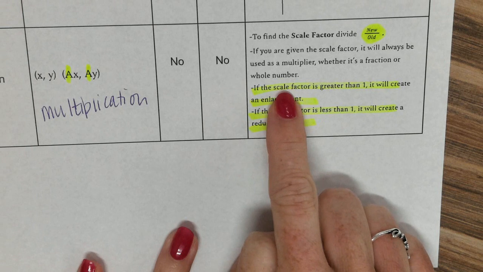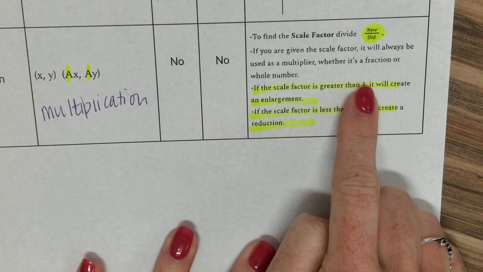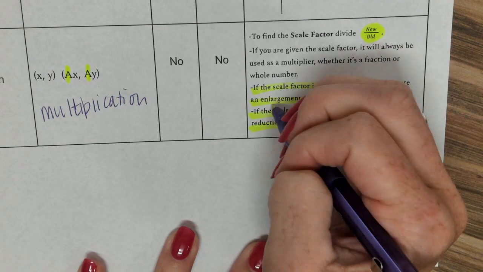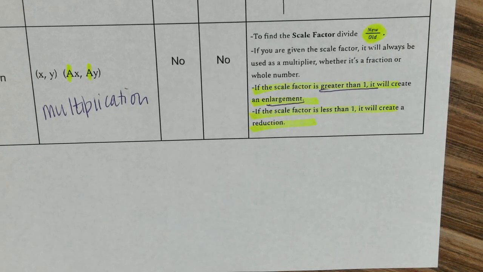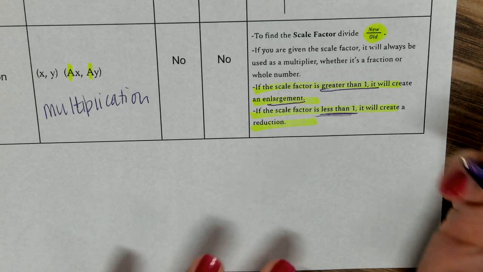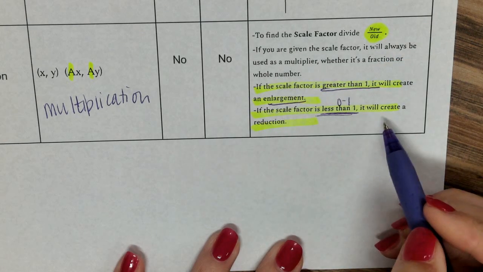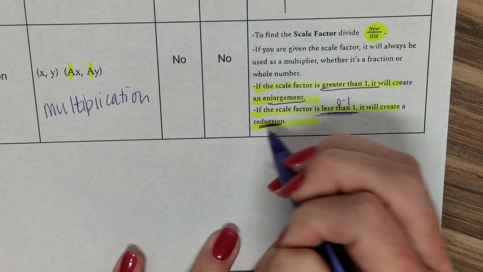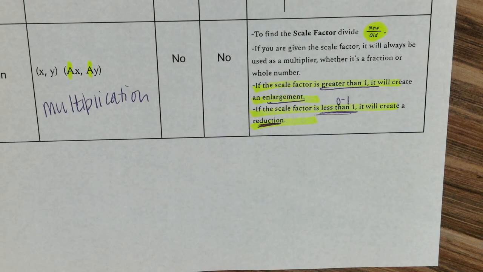If the scale factor is greater than 1, it's going to make the shape, anybody? Enlarge. What does that mean? Bigger. If the scale factor is less than 1, now that means between 0 and 1. That's the way they're going to word it. Between 0 and 1, it's going to make the shape reduction. What does reduction mean? Smaller. There are 2 questions on your assignment that are going to be asking you that word for word. Do not miss them. Does everybody understand?